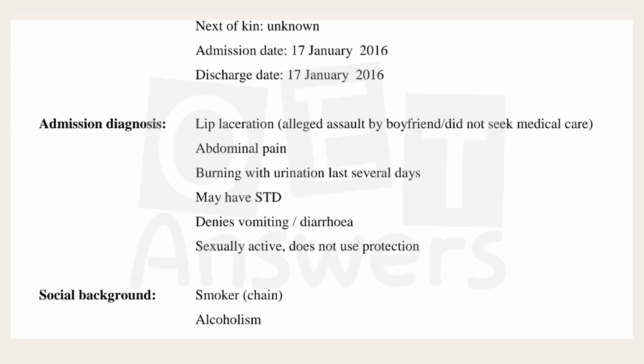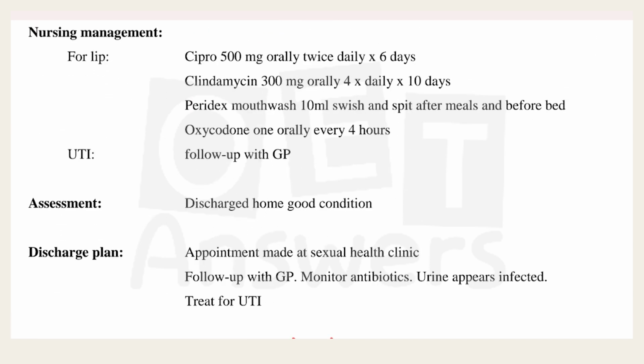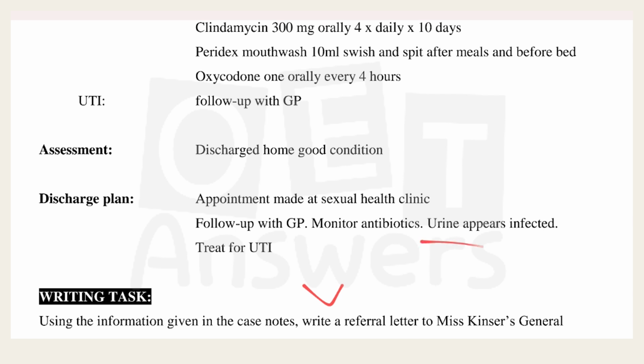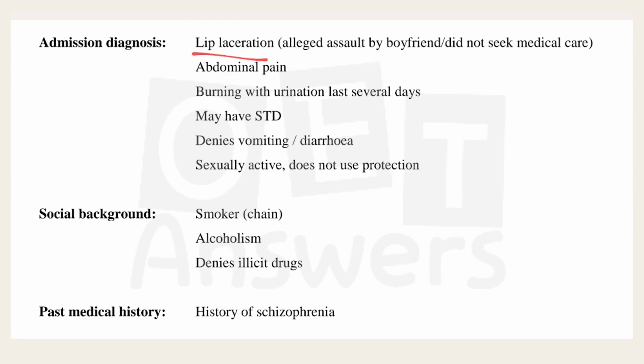But if there are any presenting complaints, you have to write them: the patient was admitted to hospital and was diagnosed with lip laceration and one more problem. If you notice, the admission diagnosis was lip laceration, right? And what's the other problem? She has a UTI, which they have given. But in the discharge plan, the urine still appears infected. So the patient's urine is infected, which means one complaint is resolved and one complaint needs to be treated. So how can you write that? You have to give the proper difference.